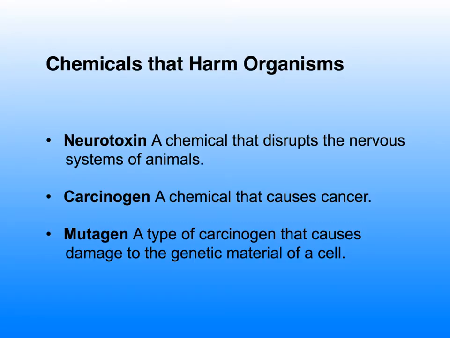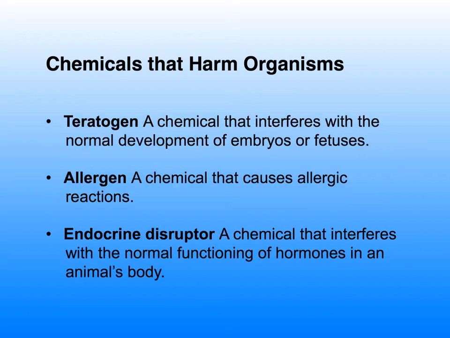All right, neurotoxins, chemicals that disrupt the nervous system of animals. Carcinogen causes cancer. Mutagen causes damage to the genetic material of the cell. It can make it mutate into something like cancer. Right. Teratogen is a chemical that interferes with normal development of embryos and fetuses. And there was thalidomide. It was the example I gave you in your textbook. You can see the very tragic pictures of the individuals that had thalidomide in their systems when they were embryos, right? So allergens, a chemical that causes allergic reactions.